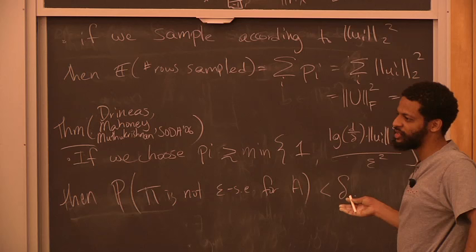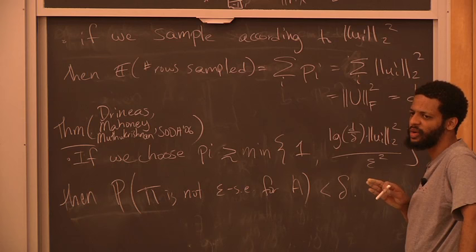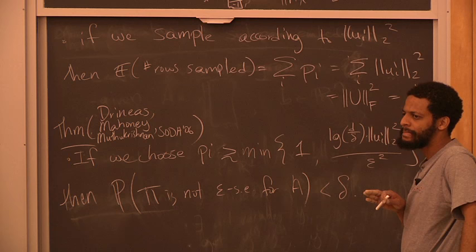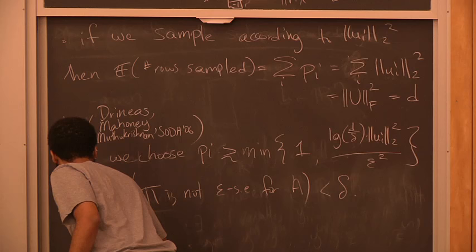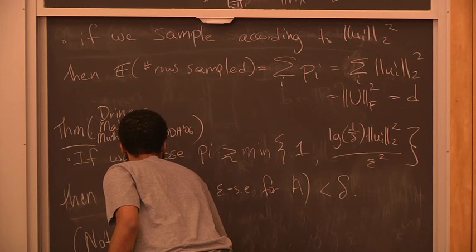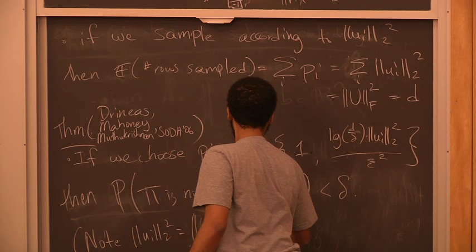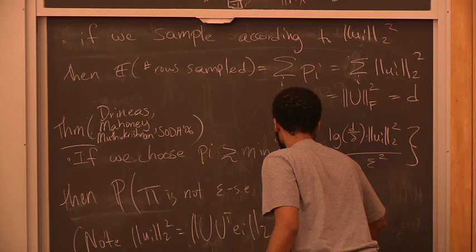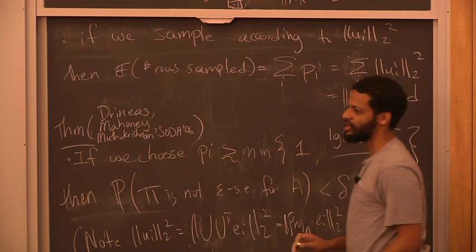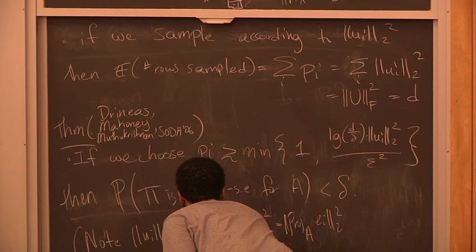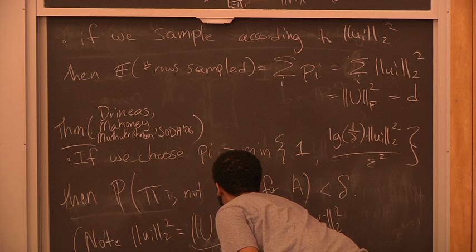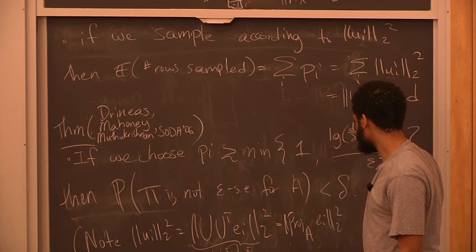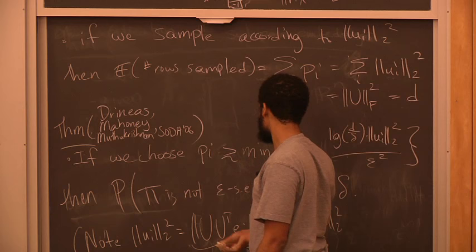By the way, how big can a leverage score get? Yeah. So note that ui L2 norm squared is the same thing as uu transpose ei L2 norm squared, which is the projection onto the subspace spanned by A of ei L2 norm squared. Okay? So this right here is just ei transpose uu transpose uu transpose ei. And u transpose u is the identity. So this and this are the same thing.